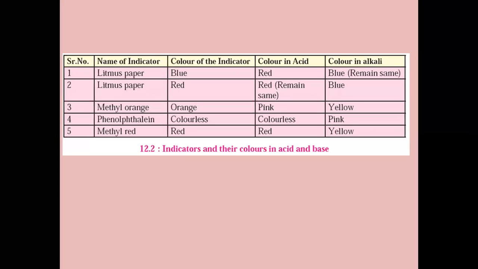While you're writing, please repeat with me. Come on, everyone, repeat. Are you all repeating? Let everybody know we are sitting for the chemistry lecture and we all are studying the answers in the class itself. Blue litmus paper turns red in acid, blue in base. Red litmus paper, red in acid, blue in base. Methyl orange, pink in acid, yellow in base. Phenolphthalein, colorless in acid, pink in base. And methyl red, red in acid and yellow in base.